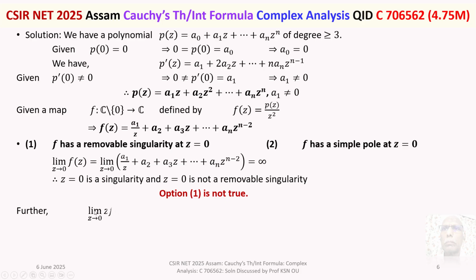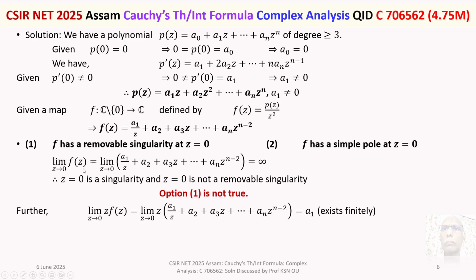Now, further, the limit as z tends to 0 of z times f(z), where z means z minus 0, is the limit of z times (a1 by z plus a2 plus a3 z plus so on and so forth plus an z to the power of n minus 2). Then z times a1 by z is a1, plus a2 z plus a3 z squared plus an z to the power of n minus 1. Take the limit, then a1 exists finitely.